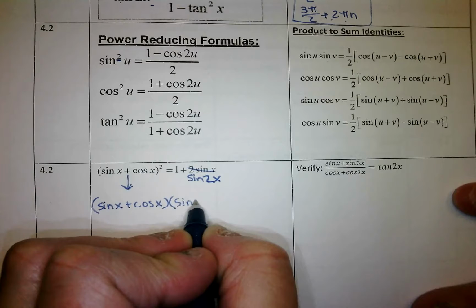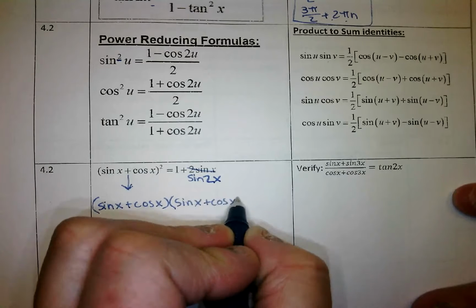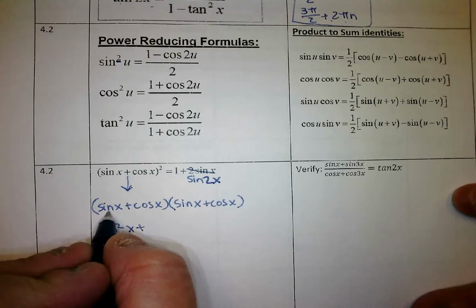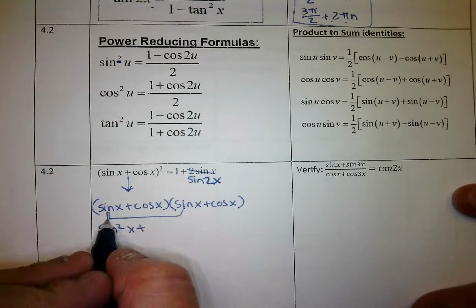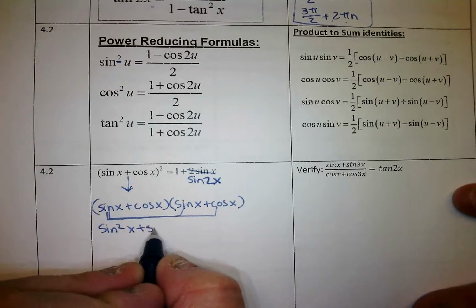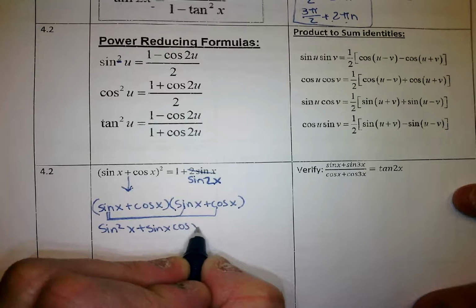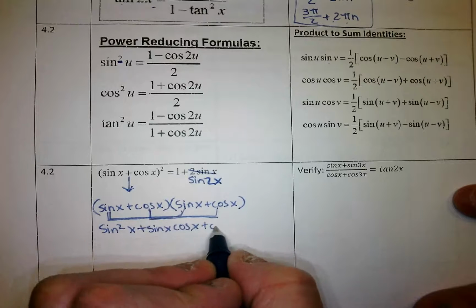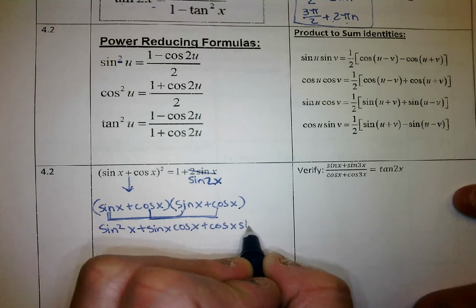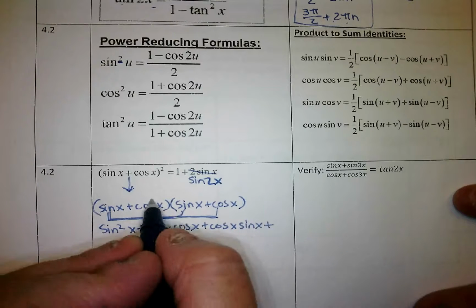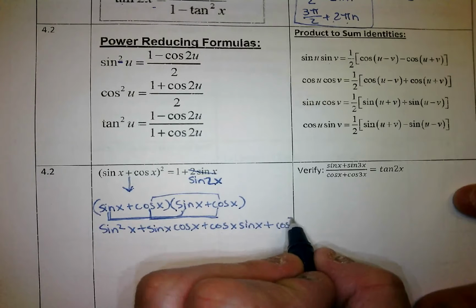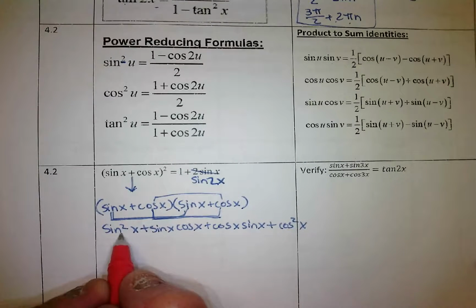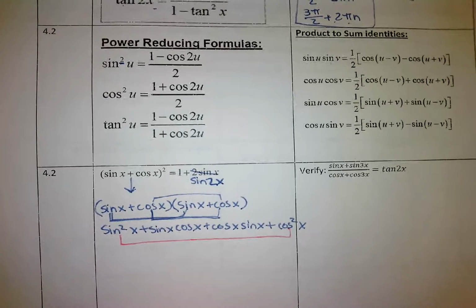So I have sine squared x plus our FOILing. Then I'm going to do my outer, so plus sine x cosine x. Then my inner, so plus cosine x sine x. And then my last, which is cosine squared x. The first thing I see is a sine squared x plus a cosine squared x. That is equal to 1. That's one of our Pythagorean identities.